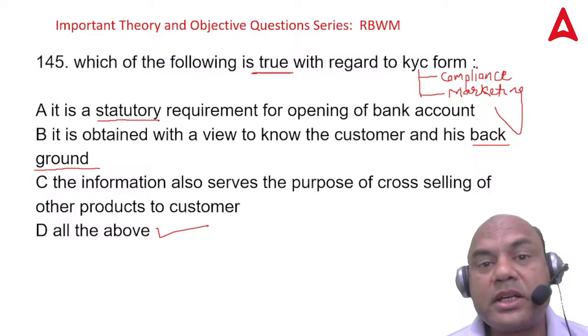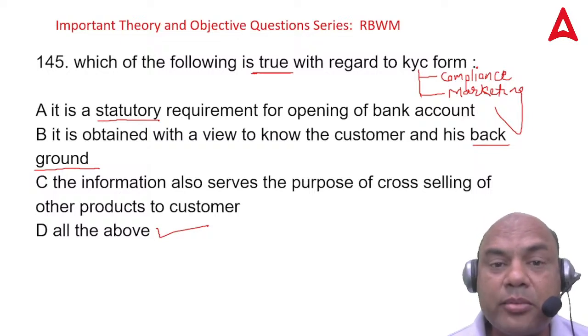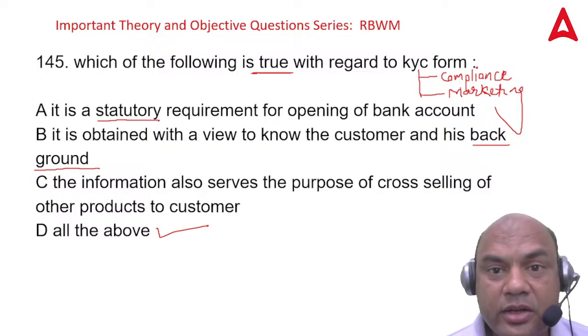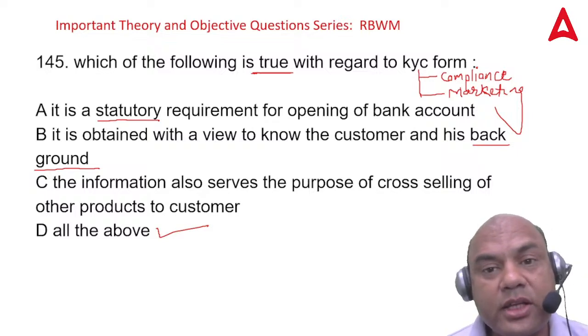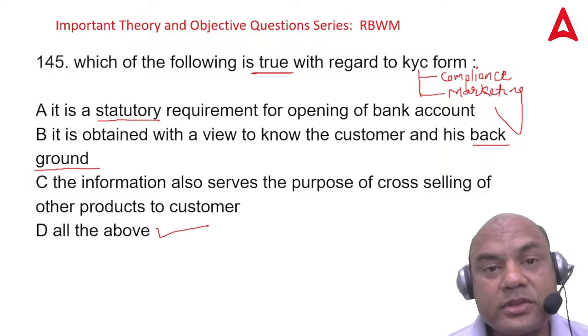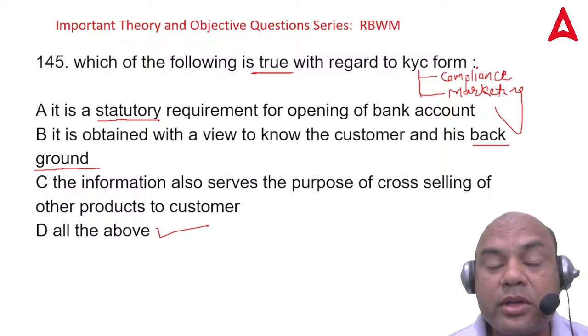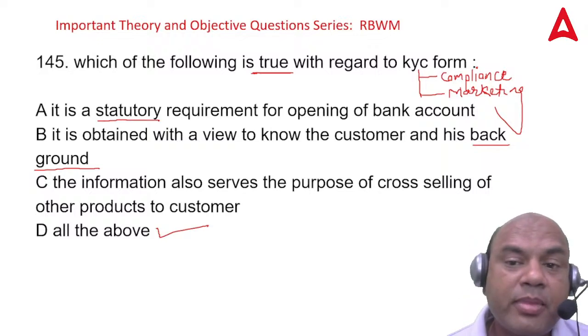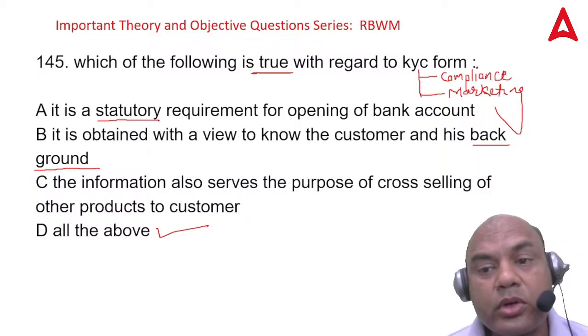If that customer doesn't have a car, and writes the income, 5 lakhs yearly, 6 lakhs yearly, it means what? 6 lakhs means 50,000 a month, right? So definitely you can get a 10,000 EMI from that customer. So if 10,000 EMI is got, means what? How much loan can be given? What type of loan can be given? That's what the bank thinks, and that's the marketing part. That's why KYC form is used for both compliance and marketing. So the answer is D, all of the above.